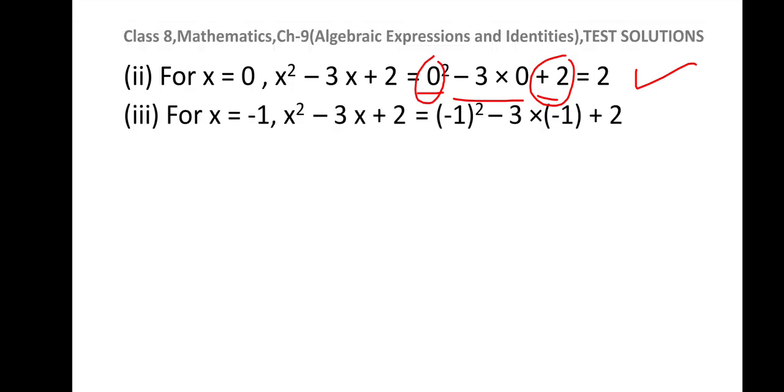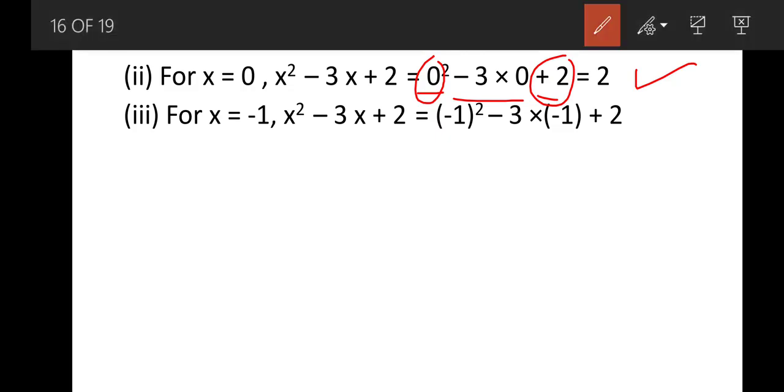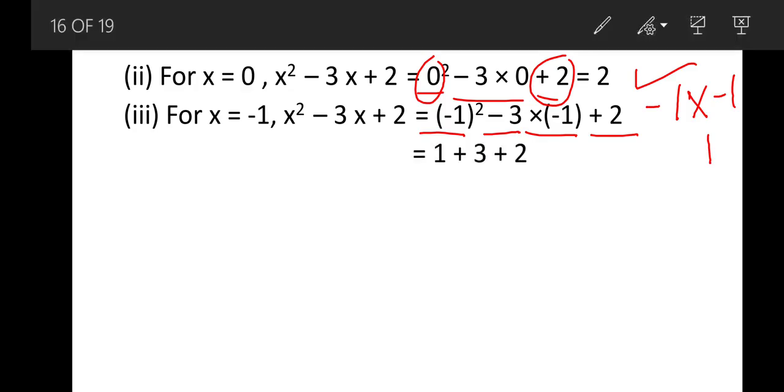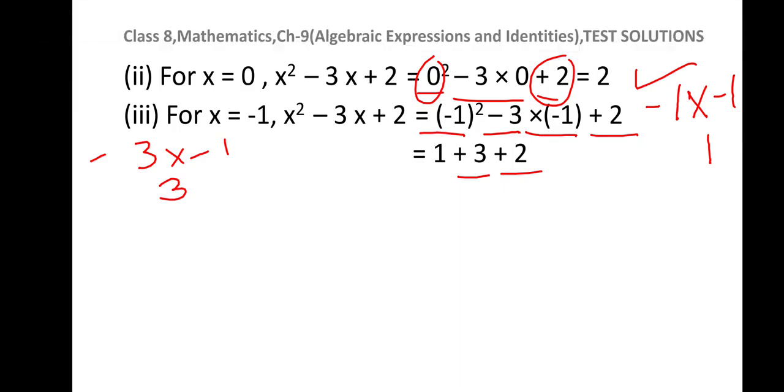Now for the third part, it is for x is equal to minus 1. Wherever x is present, I need to put x is equal to minus 1. So it will be minus 1 square minus 3 into minus 1 plus 2. Dear children, when you multiply minus 1 into minus 1, what will you be getting? Plus 1. So 1, minus 3 into minus 1, you will be getting plus 3. So plus 3 plus 2, total you will be getting 6. So we got 3 different answers for 3 different values of x. This is how you are supposed to solve this question.